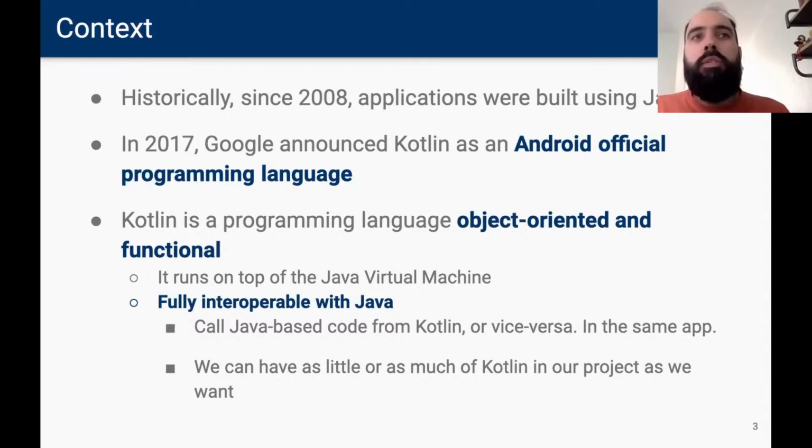Because of this feature, Kotlin is fully interoperable with Java, which means that you can call Kotlin code from a Java file and vice versa, even in the same app, in the same project. So we can have as little or as much Kotlin in our project as we want.